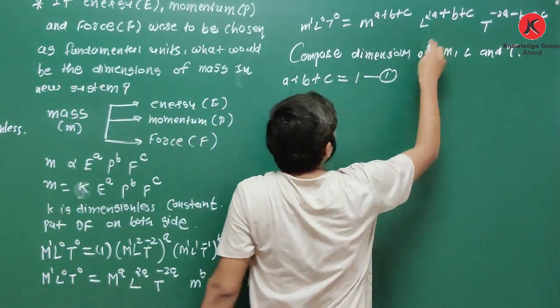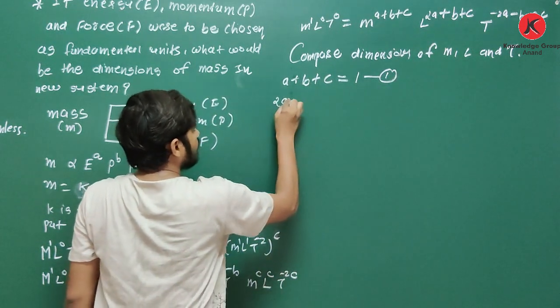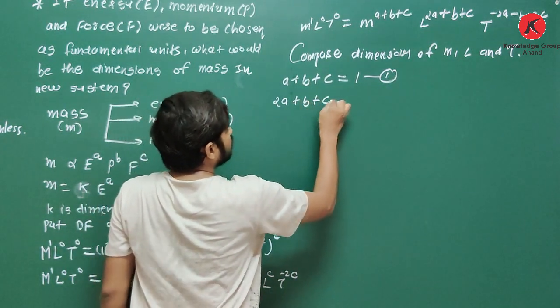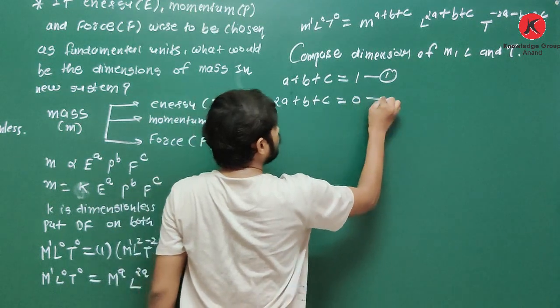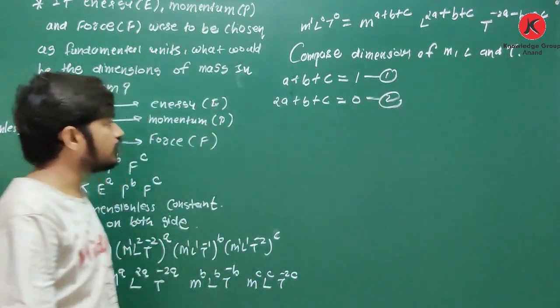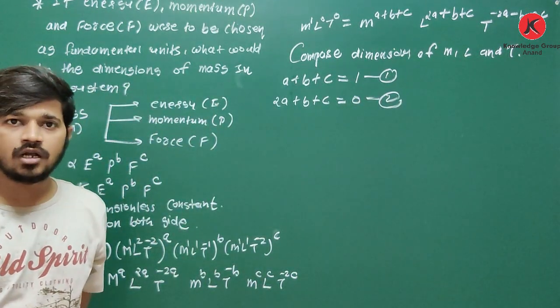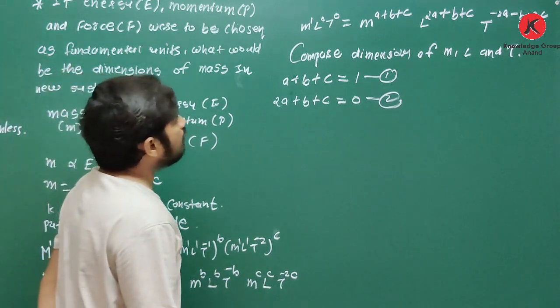Next one, equation number 2. Compare the power of l. So the power of l is 2a plus b plus c, which is equal to the power of l on the other side, that is 0. So it is equation number 2. Any doubt? Okay.